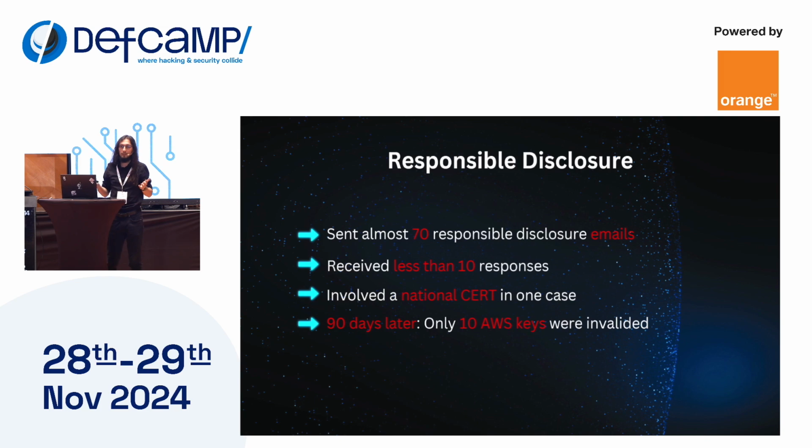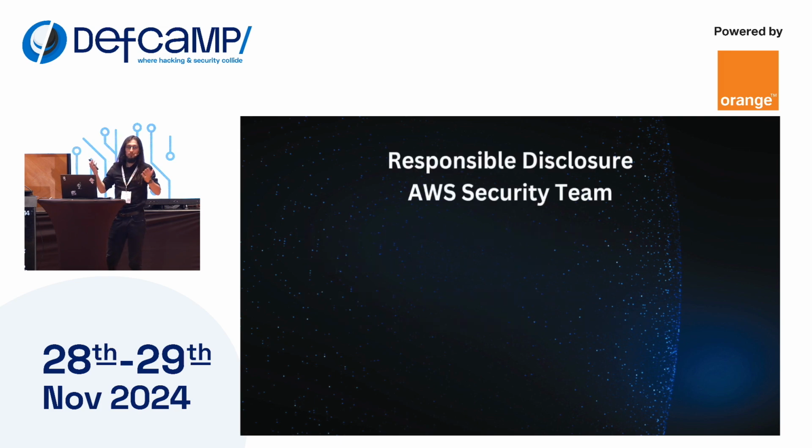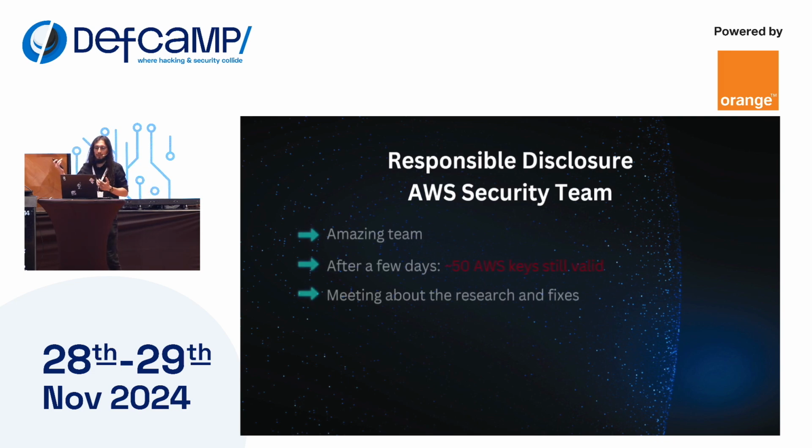So we waited 90 days, and only 10 AWS keys were invalidated. And we really wanted to publish this research, but we didn't know how to further reduce the impact. And that's when we decided to try our luck with the AWS security team. And honestly, I didn't even expect them to respond to us. But not only did they take us seriously, they actually set up a call with us.